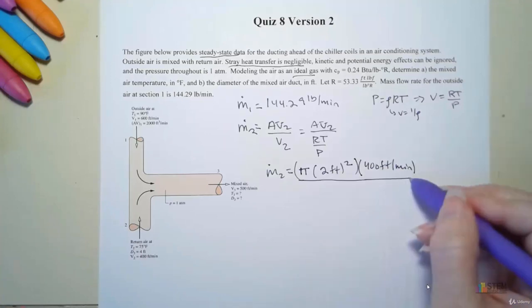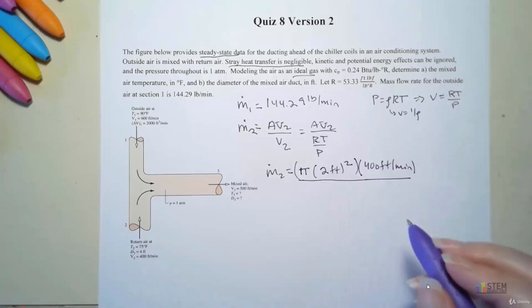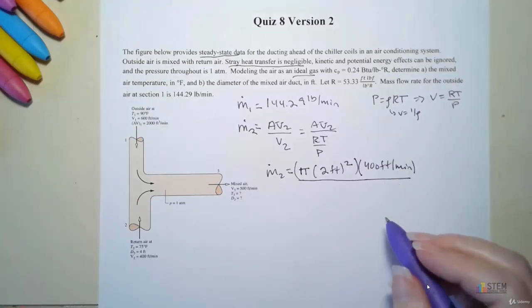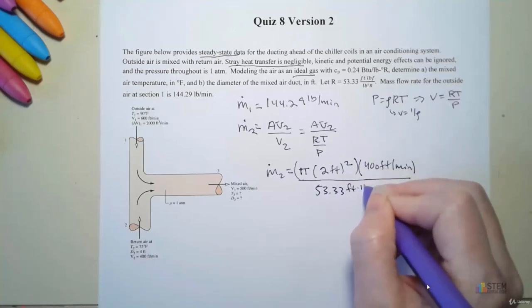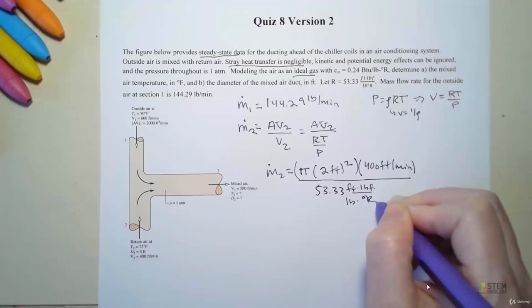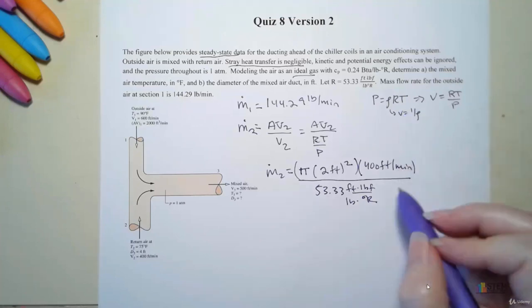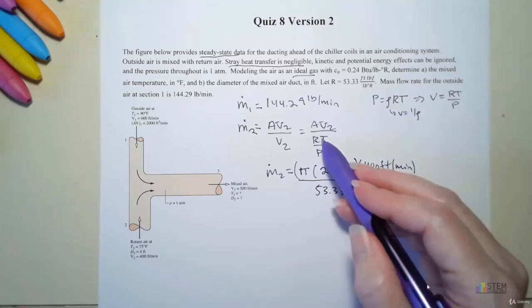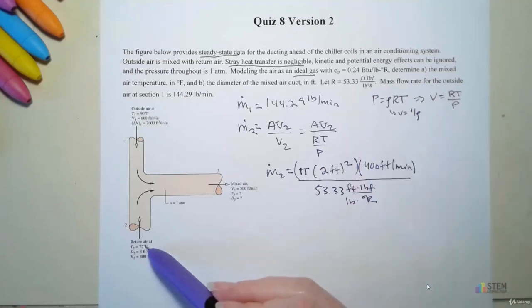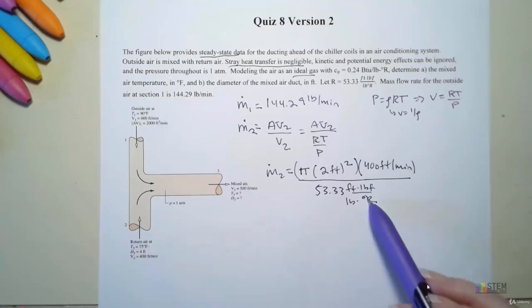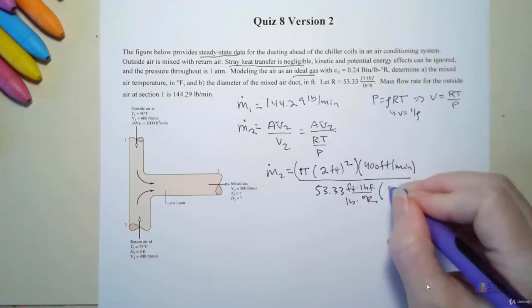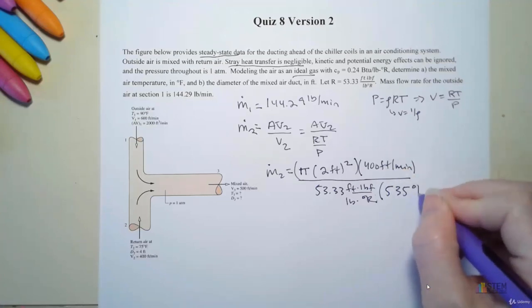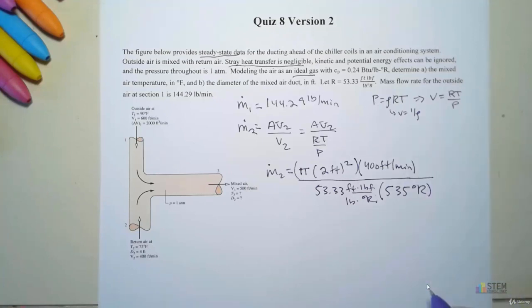And now in the denominator, we've got RT over P. Your R is 53.33, that's foot-pound force per pound degree Rankine. And we also need temperature. Our temperature at this point, we're given 75 degrees Celsius, or not Celsius, Fahrenheit. We can't use Fahrenheit in here. We need to have the absolute temperature scale. Notice we've got degree Rankine here. You need to convert 75 degrees Fahrenheit to degrees Rankine. If you do that, you get 535 degrees Rankine.